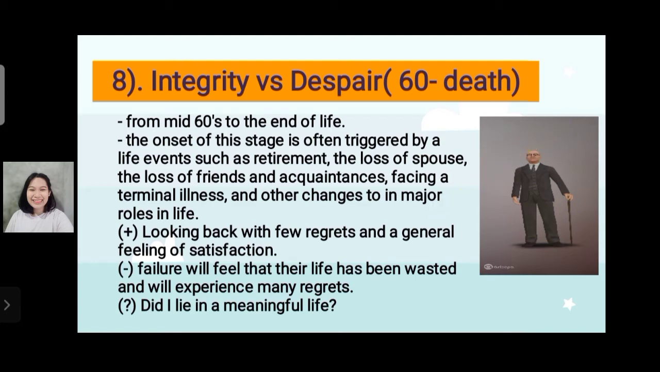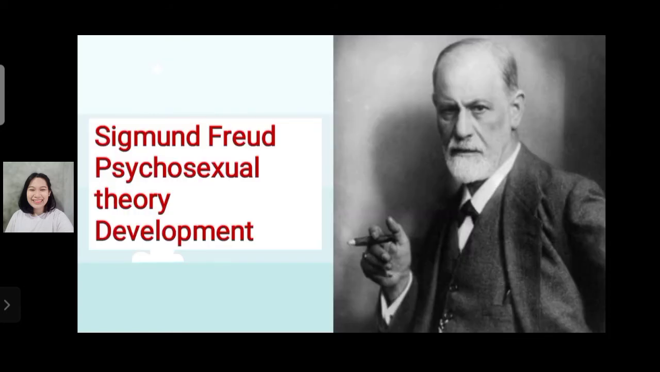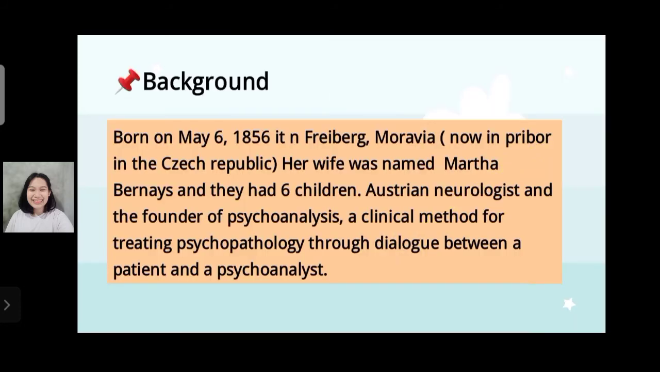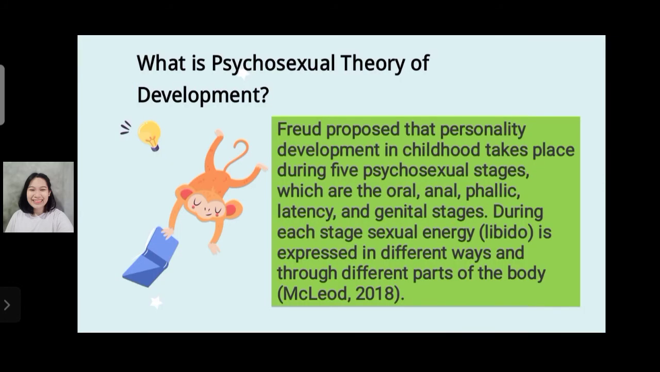We are now going to talk about Sigmund Freud. Psychosexual theory of development. Okay, background. Born on May 6, 1856 in Freiburg, Moravia, now Pribor in the Czech Republic. His wife was named Martha Bernays and they had 6 children. Austrian neurologist and the founder of psychoanalysis, a clinical method for treating psychopathology through dialogue between the patient and the psychoanalyst.